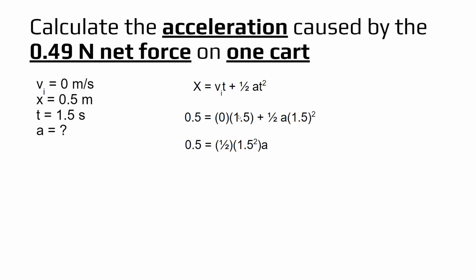Notice what I did here. I got rid of the 0 times thing. I also put these together in front so I can have something times a. My next step is I'm going to multiply those values together. When I multiply them together, I get 0.5 equals 1.125 a, a for acceleration. And I'm going to divide out the 1.125 and move that to the other side. So a equals 0.5 divided by 1.125. I get an acceleration of 0.444 meters per second squared.